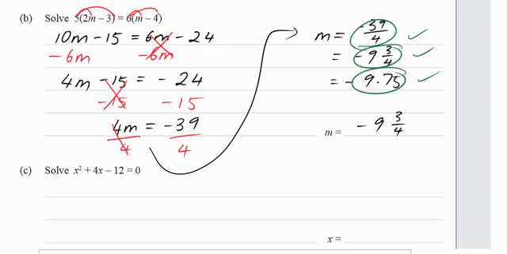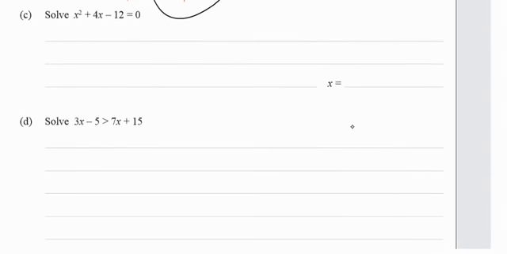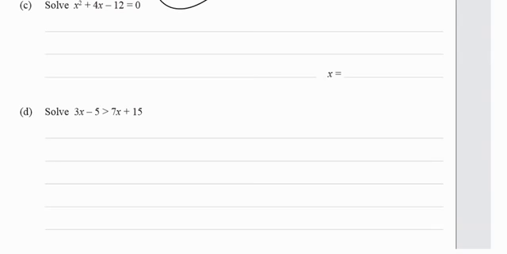Okay, on to question C. Alright, so question C is asking us to solve this quadratic, x squared plus 4x minus 12 equals 0. And in order to do that we're going to have to factorise this into two sets of brackets.